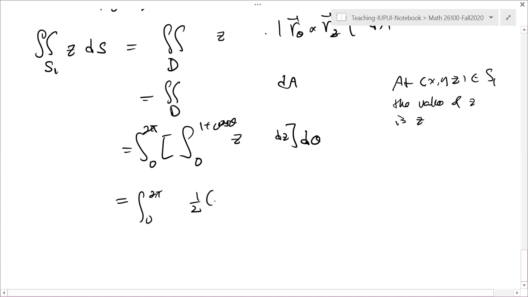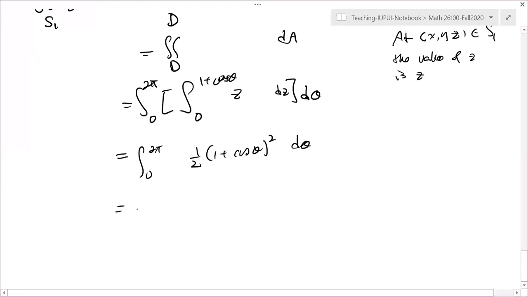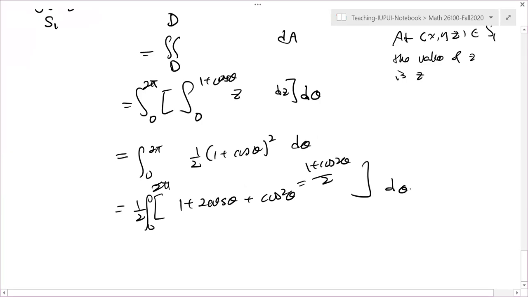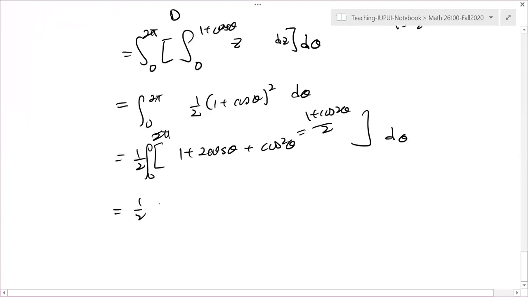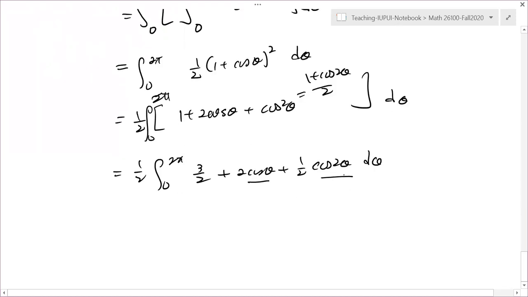so this will be half of (1 plus cosine theta) squared d theta. Your antiderivative is half of z squared. Then you have to expand it. It's 1 plus 2 cosine theta plus cosine squared theta. Cosine squared theta is half of 1 plus cosine 2 theta. You can simplify a little bit. It's 3 over 2, plus 2 cosine theta, plus half of cosine 2 theta, d theta. Now, the integral of cosine theta and cosine 2 theta from 0 to 2 pi is going to be 0. So what you get here is just the integral of the first term, which is going to be 3 pi over 2.